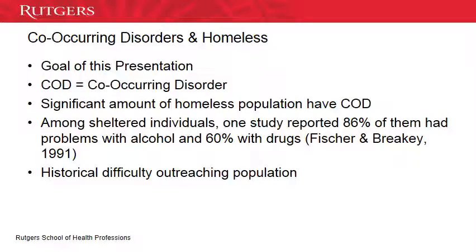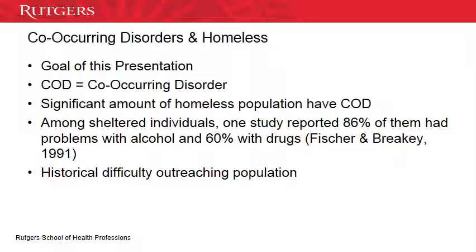And the reason for the need for this type of presentation is because of the significant amount of the population having co-occurring disorders in the community and in the institutions from where they originate. Among sheltered individuals, one study reported that 86% of people had problems with alcohol and 60% with drugs.